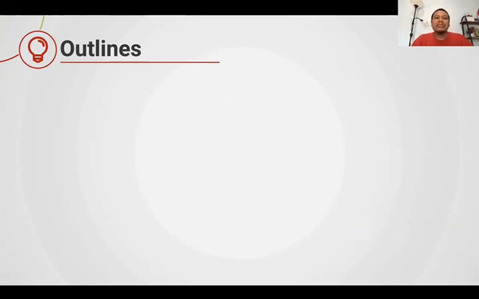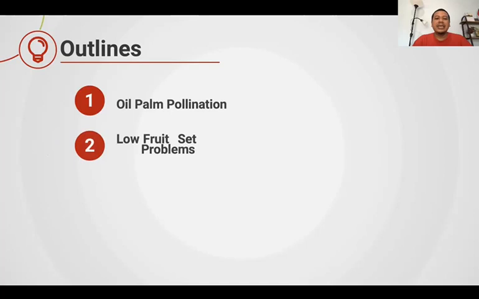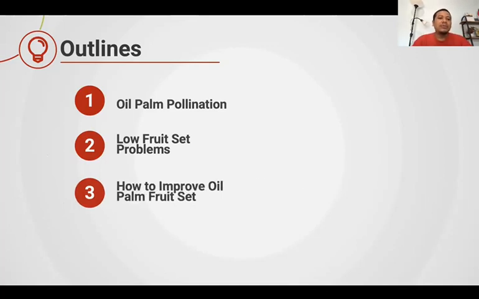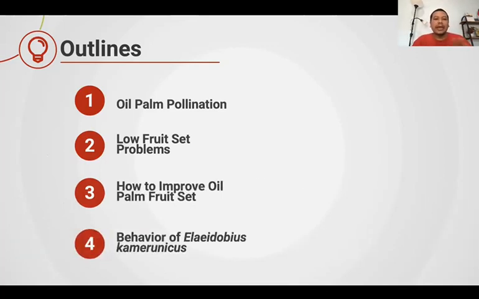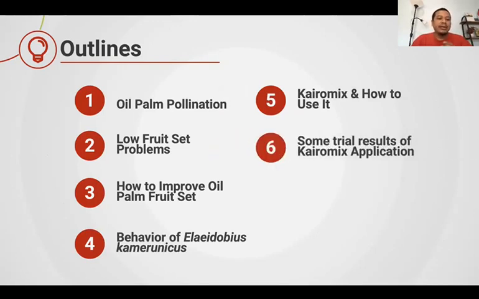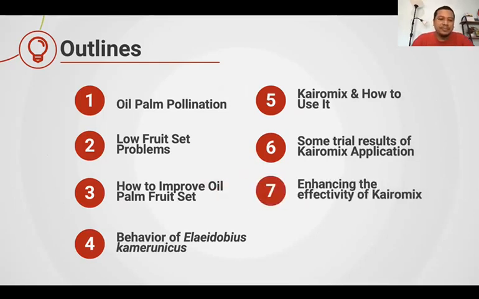we will discuss several explanations and discussions regarding oil palm pollination, especially in Indonesia, some incidents of low fruit set problem in Indonesia, and then how do we improve the oil palm fruit set? And related to Kairomix, we will discuss a little about the behavior of Elaeidobius kamerunicus, what is Kairomix and how to use it, and some trial results of Kairomix application and how to make Kairomix more effective in the field.